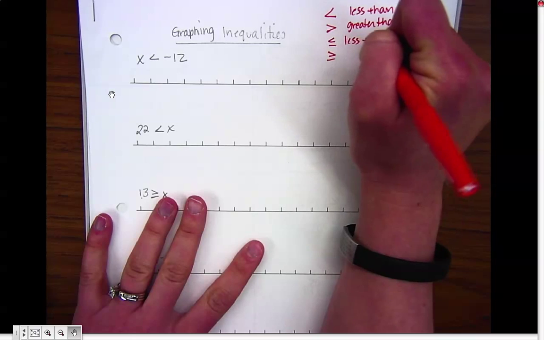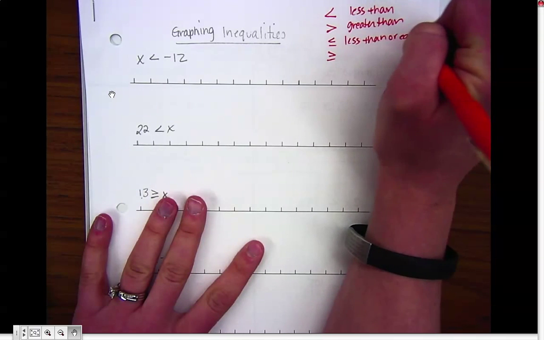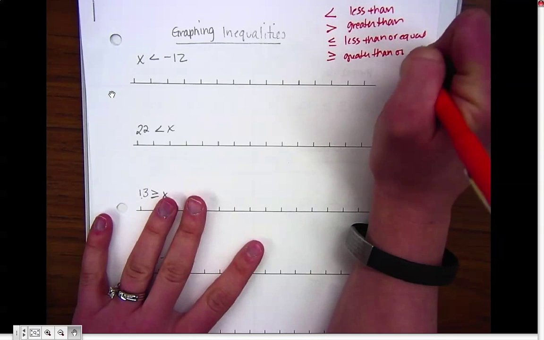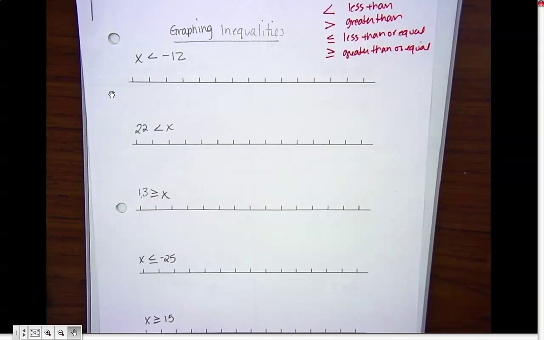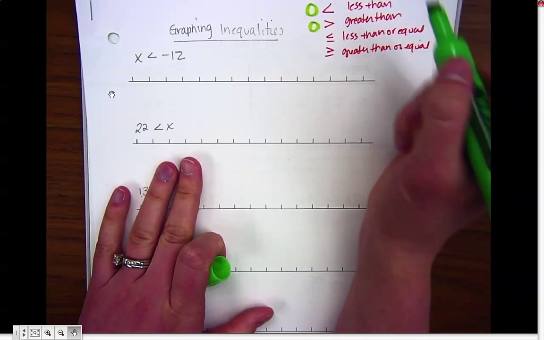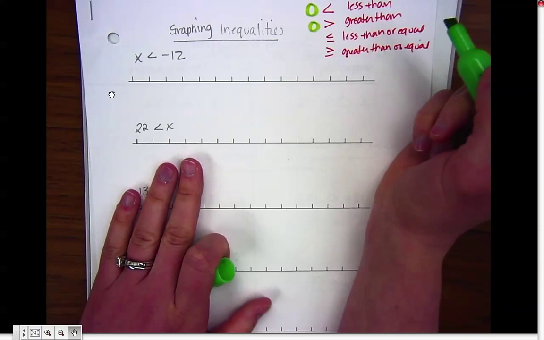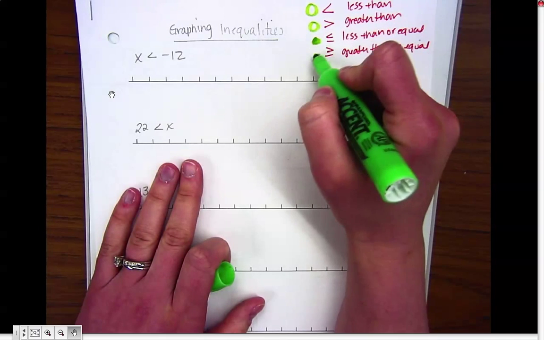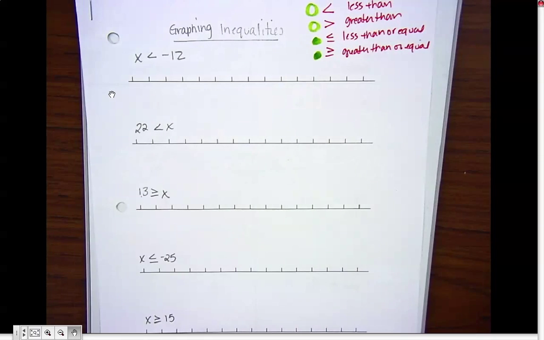So: less than, greater than, less than or equal, greater than or equal. Based on the sign, we're going to use a different type of symbol on our number line. A less than or a greater than gets a circle around the number, because that means we can get infinitely close to the number, but we can't actually equal the number. The less than or equal to and the greater than or equal to get closed circles, because those can equal the number.